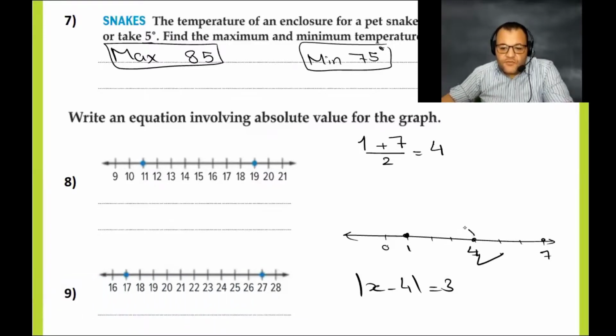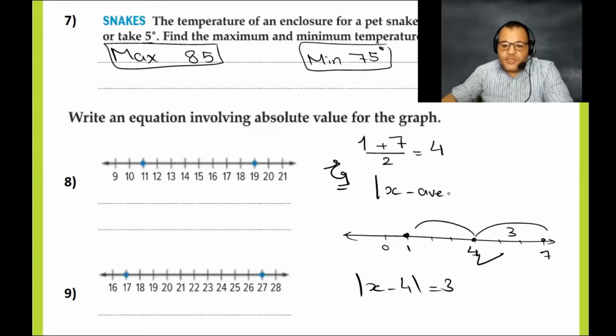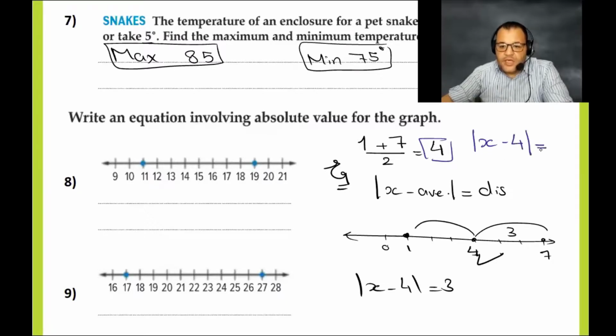What is the distance from 4 to 1 or from 4 to 7? It's 3 units. So the equation now will be x minus the average is equal to the distance. Again, all I have to do is say x minus, what is the average? Which is 4, is equal to, what is the distance from 4 to 7? It is equal to 3.